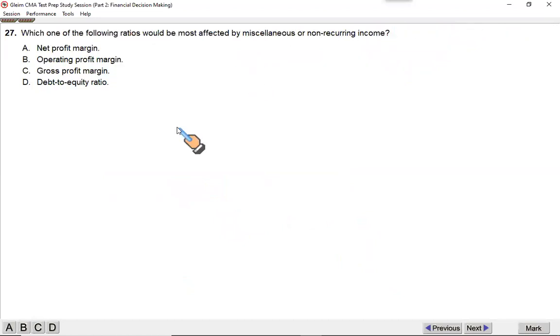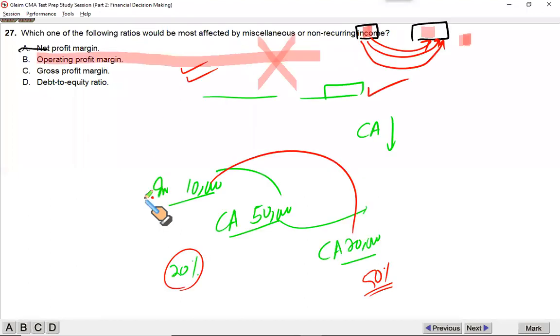Last question. Which of the following ratios would be most affected by the miscellaneous or the non-recurring income? Non-recurring income, consider your gain on disposal of long-lived assets. You sold your assets at a gain, and you don't do that every year, or every month. So it is a non-recurring income, because disposal gain is not something that repeatedly happens. So if there is a non-recurring income or some miscellaneous item, which of these will be affected? Let us move in the reverse order.